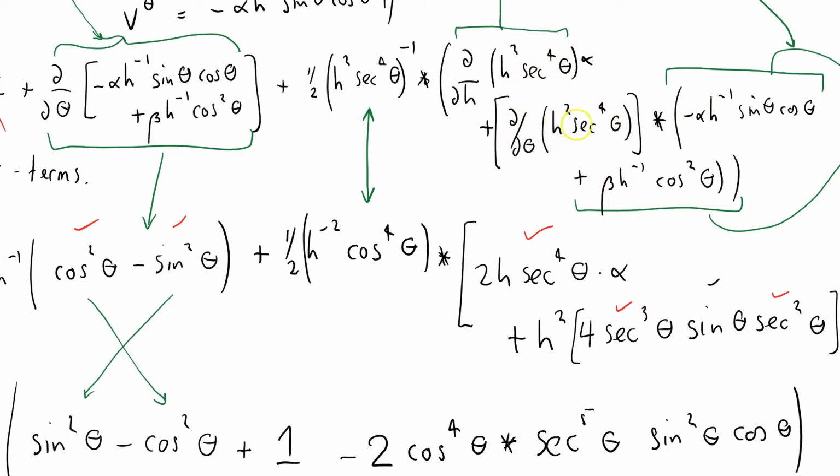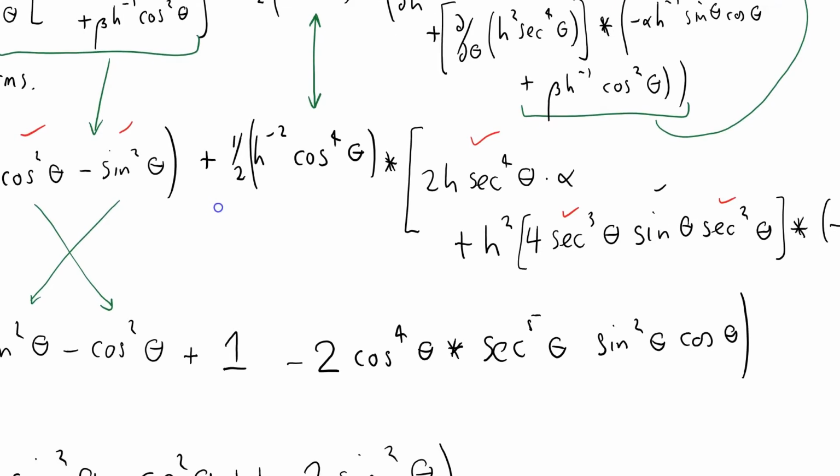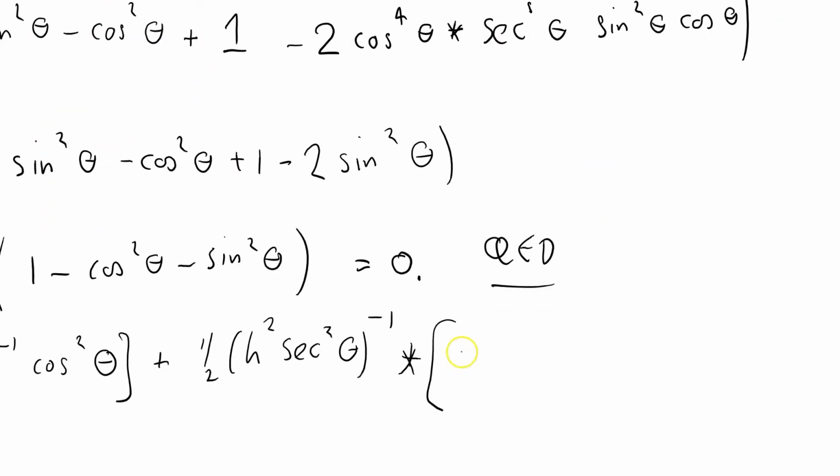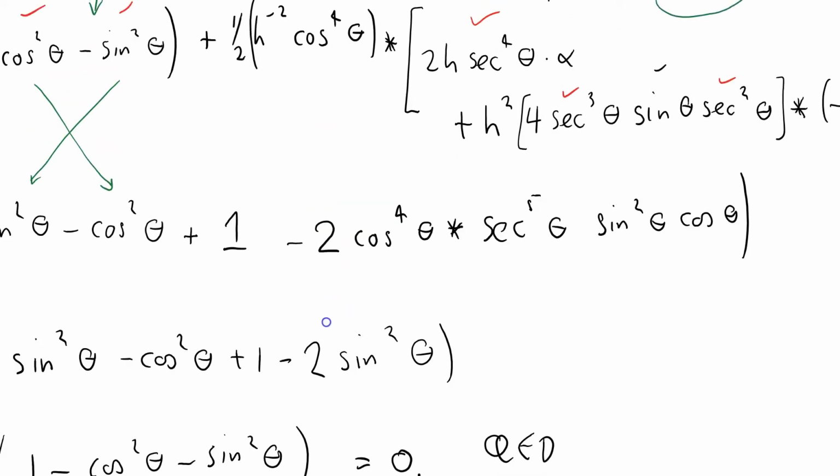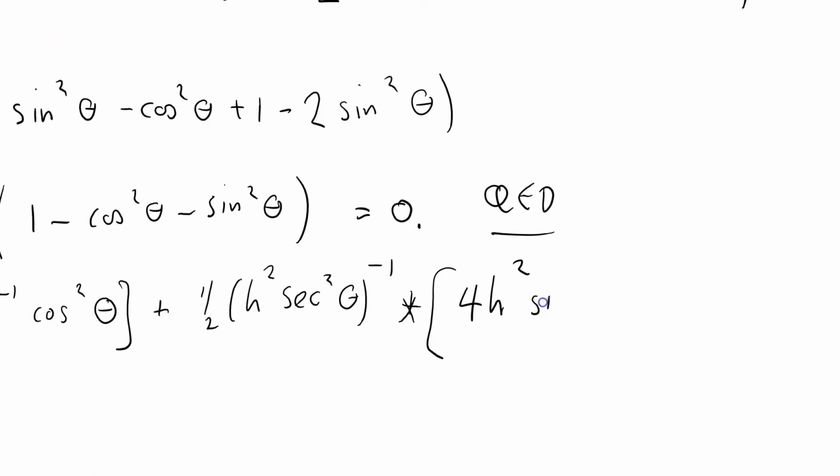∂/∂θ of h sec⁴θ is this one. Oh dear. So it's 4h here, 4h² sin θ sec⁵θ. Good grief. You see, there's a sec⁴θ, it's x² sec⁴θ, isn't it?